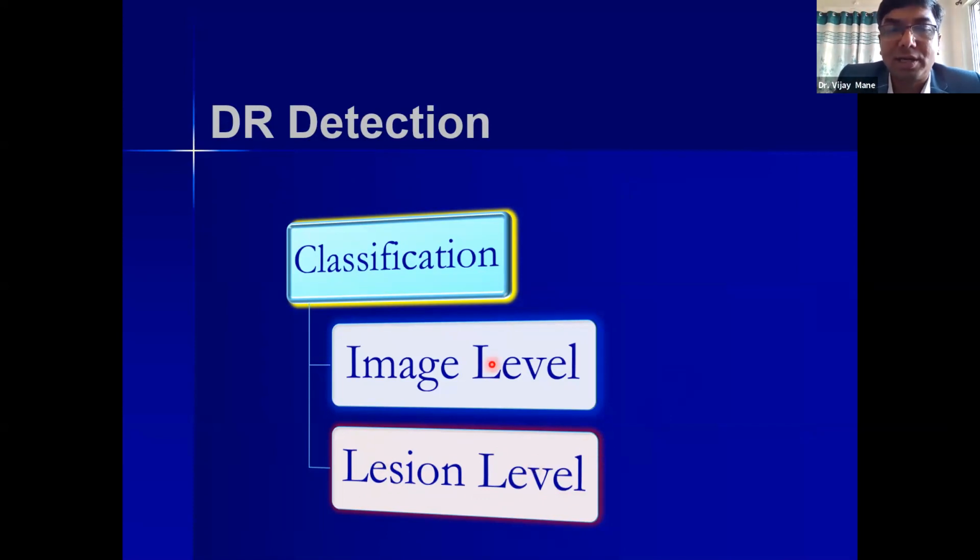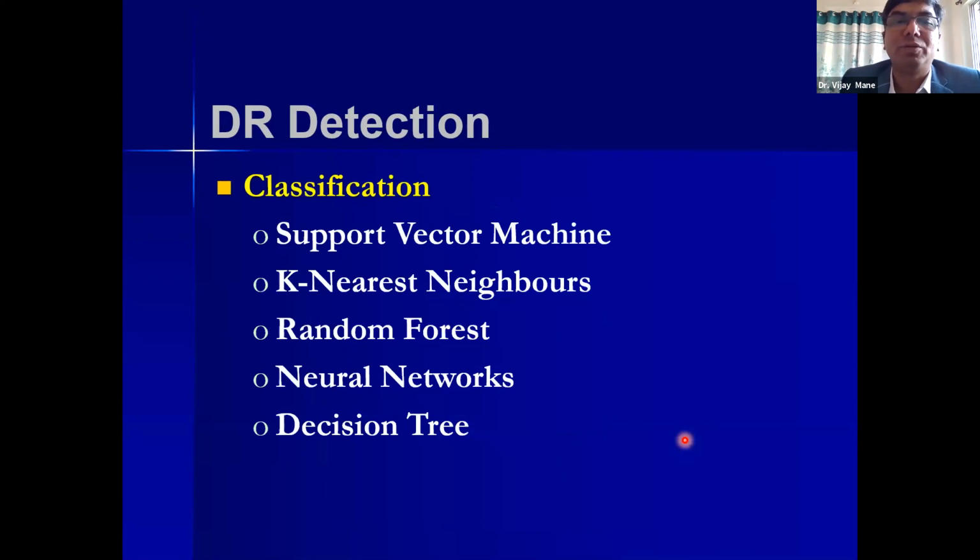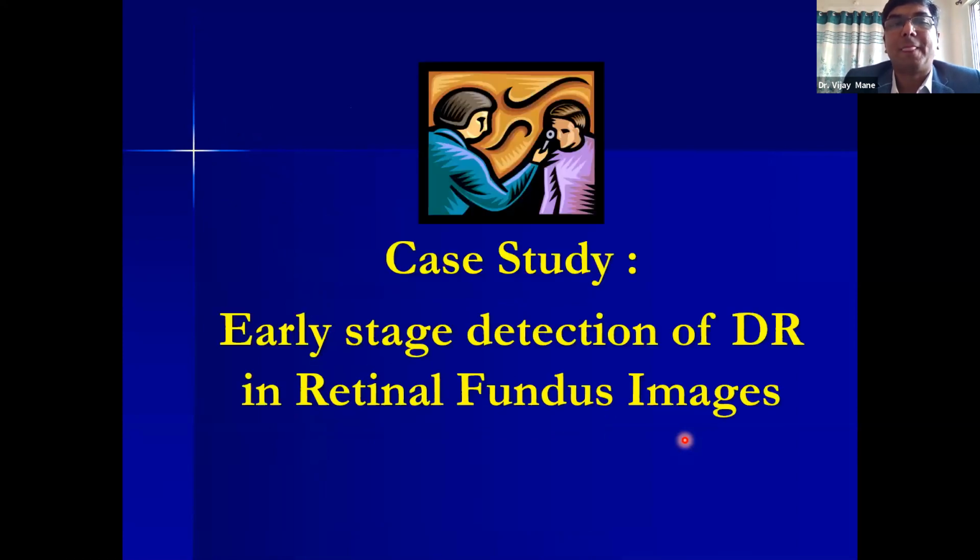So if you're specifically looking for early detection only, then you can go for lesion level detection. Or if you're going for screening purposes where a large number of people are there, and all these are diabetic patients, and you want to just detect whether a person has or is susceptible to DR or not, there you can go for image level classification. So based on this, we have to select the features and the classifiers. Normally we use a number of classifiers available in the literature for the classification purpose, right?